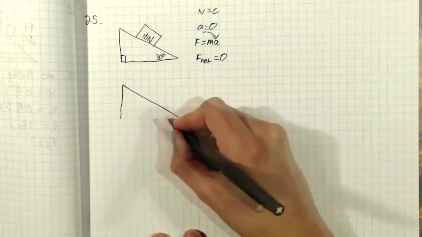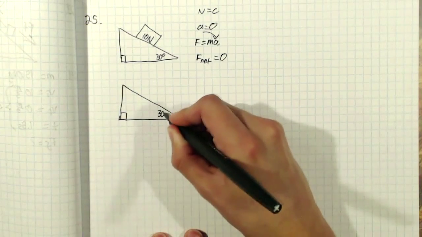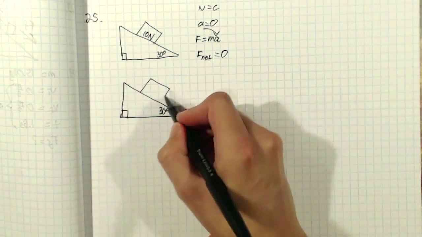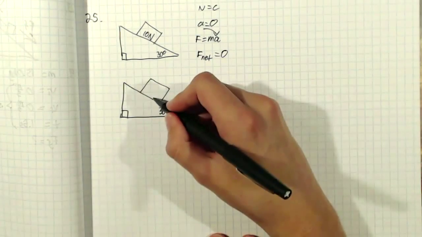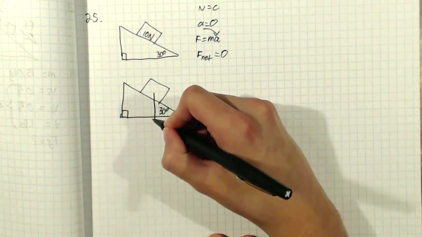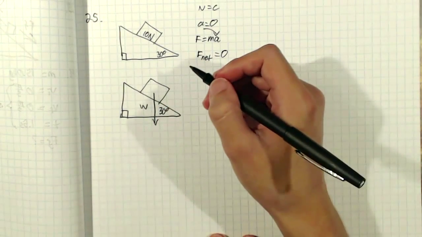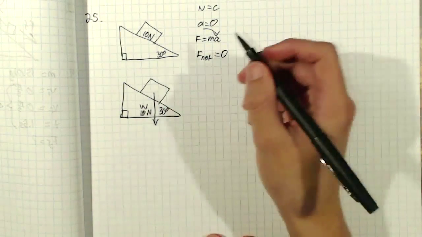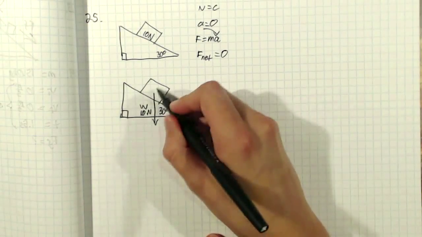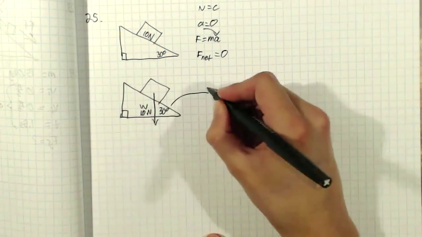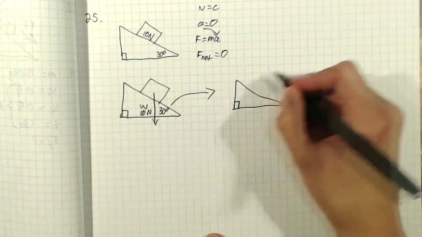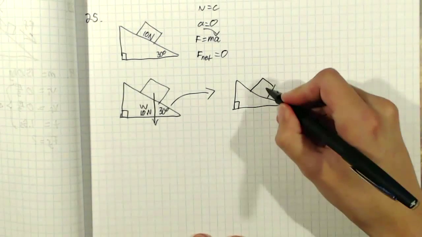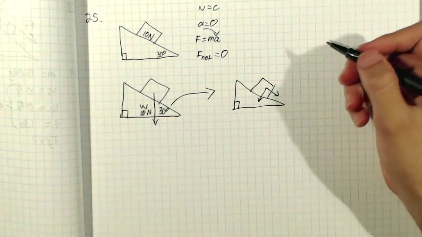So if we draw this again with forces, okay, so first, the only thing we know is we have the weight. It's a 10 Newton block. So this is 10 newtons downwards. And now we want to split that up into components that are parallel and perpendicular to the plane. So we have our weight down the plane, and our weight perpendicular to the plane.